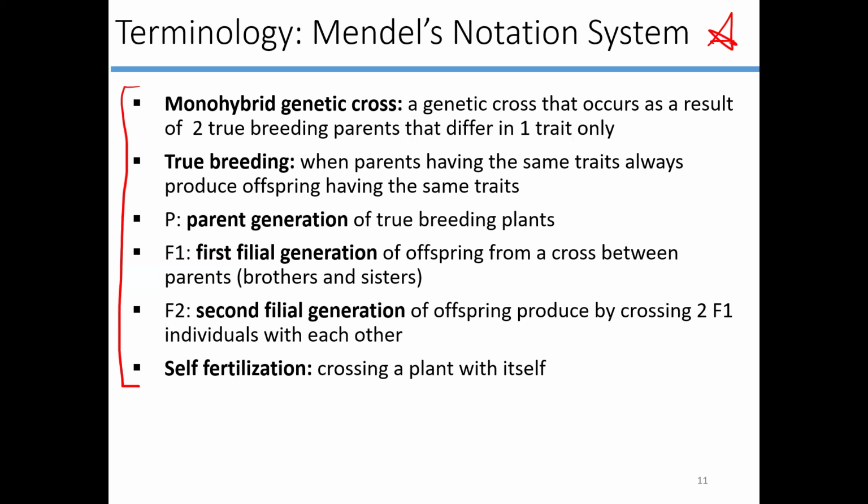P1 is our parental generation. So again, that's going to be our very beginning. Our F1 is going to be our first generation, so that's going to be the result of our P. And then our F2 is going to be the result of that F1 generation. And then self-fertilization is just crossing a plant with itself.